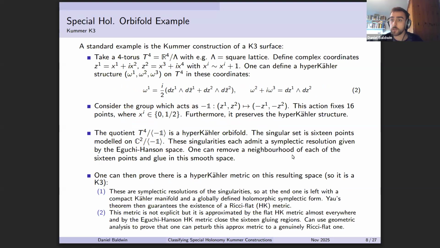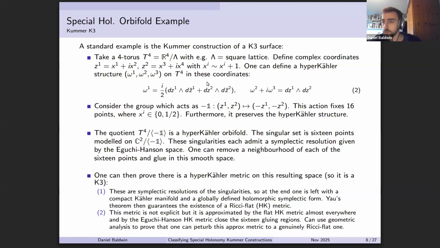And now I'll just give an example of a special holonomy orbifold and how one can desingularize a special holonomy orbifold to obtain a special holonomy manifold. So the prototypical example is the Kummer construction of a K3 surface. And this is the origin of the name Kummer used throughout this talk. So if we take some four-dimensional torus, just R4 quotiented by the square lattice, we can define some complex coordinates on it, which have period 1.